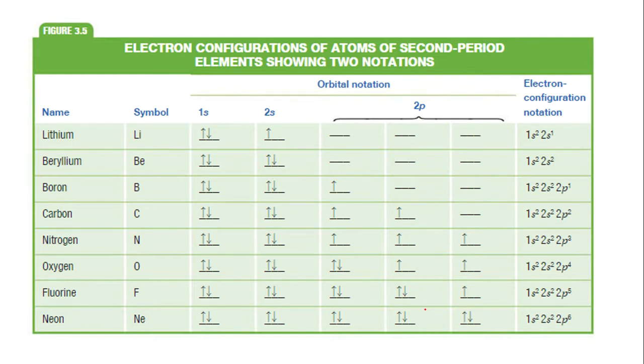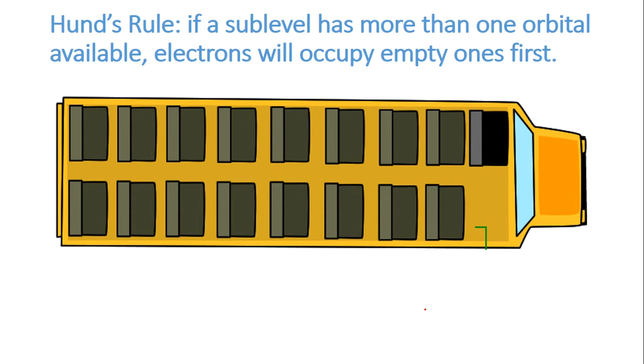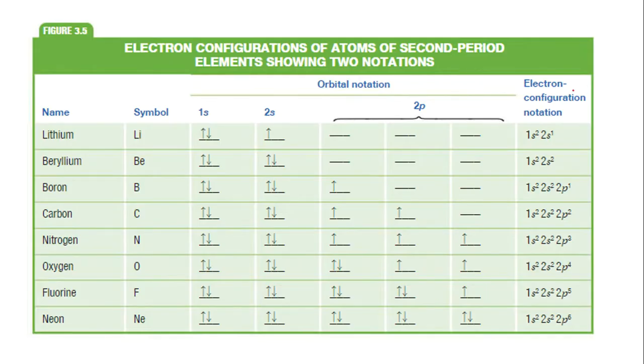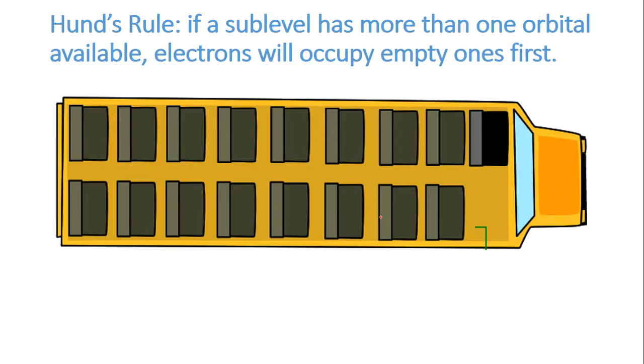So the first rule is called Hund's rule, the rule about how they don't double up. If a sublevel has more than one orbital, so here the P sublevel, we have 3 orbitals in the P. If you have more than one orbital available to a sublevel, the electrons don't want to double up. They will occupy the empty ones first.